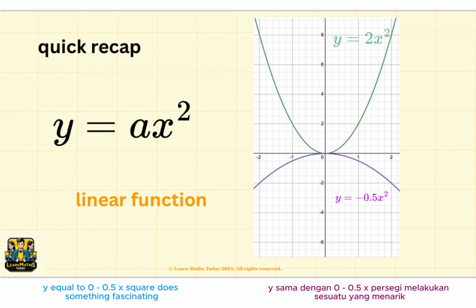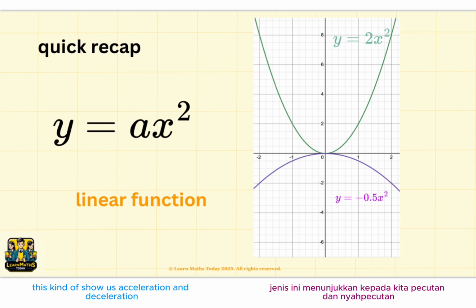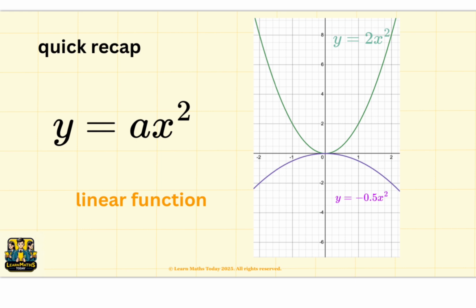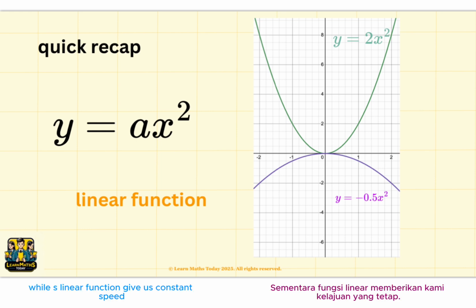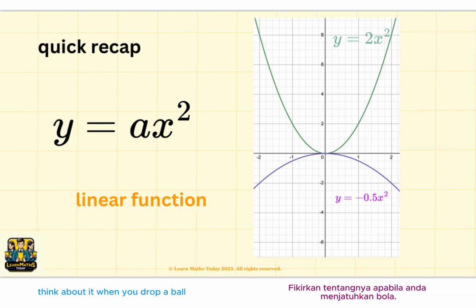The purple line y = -0.5x² does something fascinating. It opens downward, creating a mountain-like shape. It has a maximum point at the origin and then falls away on both sides. This shows us acceleration and deceleration. Whereas linear functions give us constant speed, quadratic functions show us what happens when we try to speed things up or slow down. Think about it.